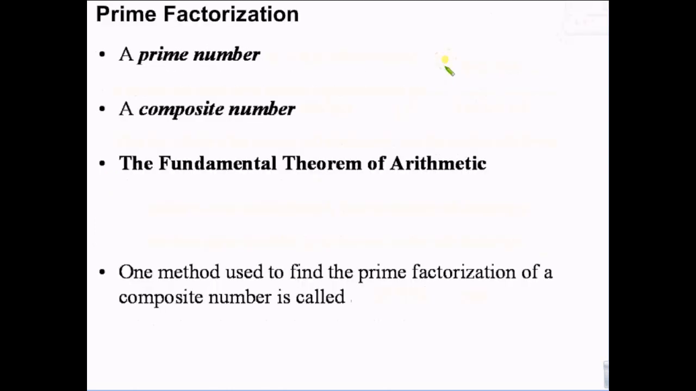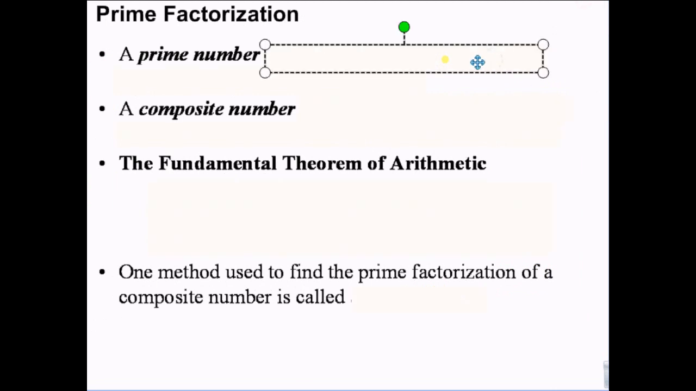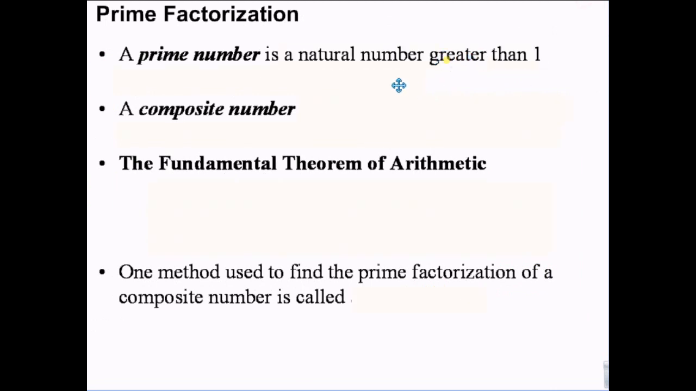Okay, prime numbers are natural numbers. Okay, so negatives are not prime. 0 is not prime. It's a natural number that's greater than 1. So 1 is also not prime. That has only 2 factors, itself and 1. So 2 factors only.